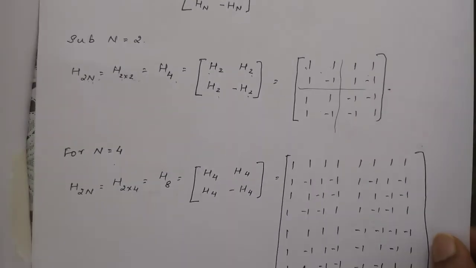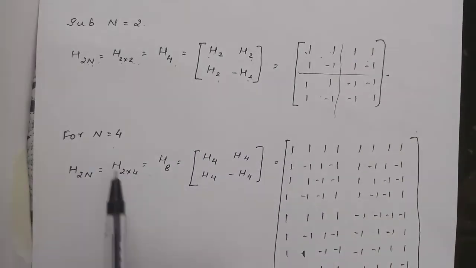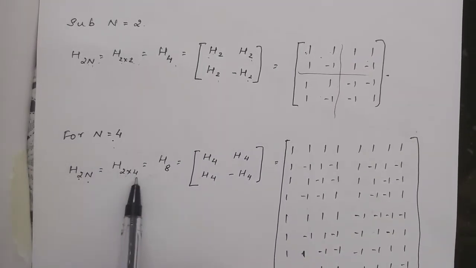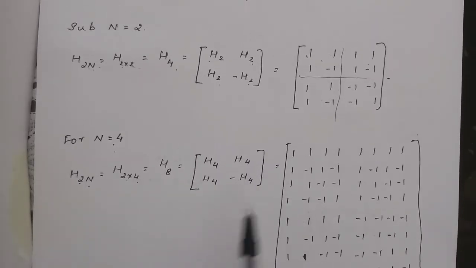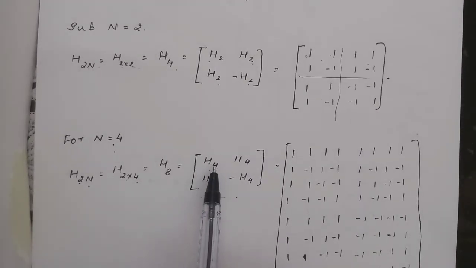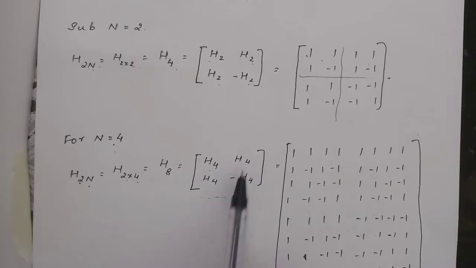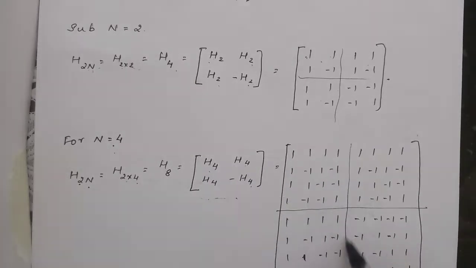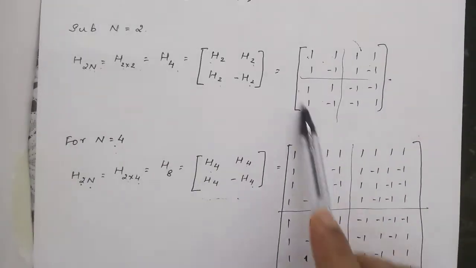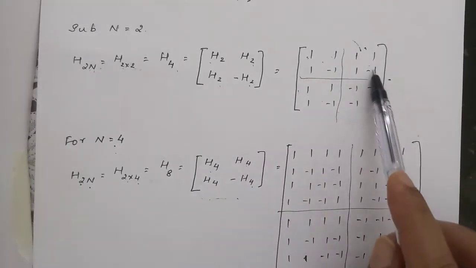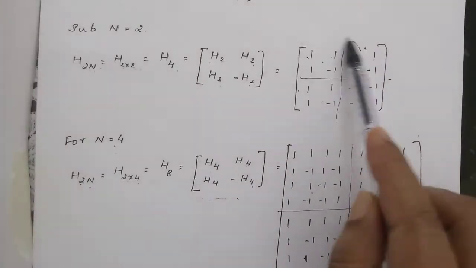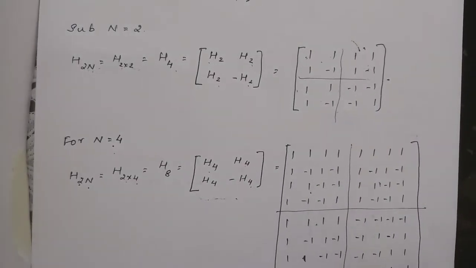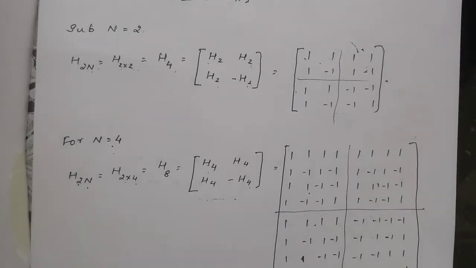Now we are going to look into H8. When we substitute n equal to 4, it becomes H2n, H2 into 4, that is H8. Each of these blocks is represented by Hn, now with n equal to 4, so [H4 H4; H4 -H4]. We have seen what H4 is. We substitute this H4 in one quadrant, H4 in another quadrant, H4 in another quadrant, and here it comes minus H4.